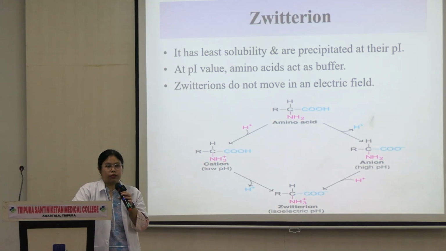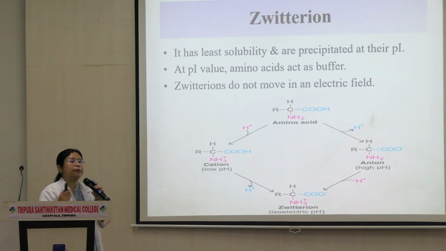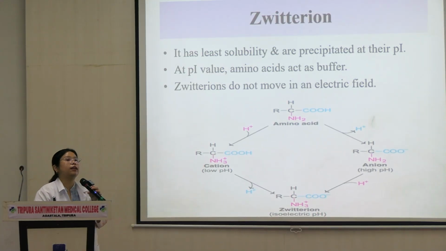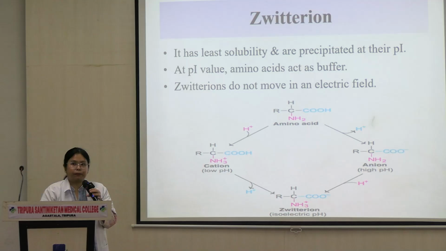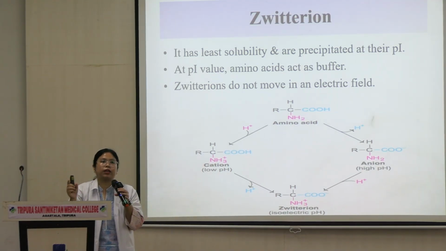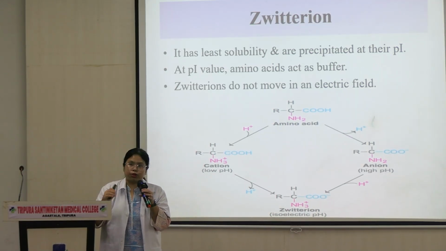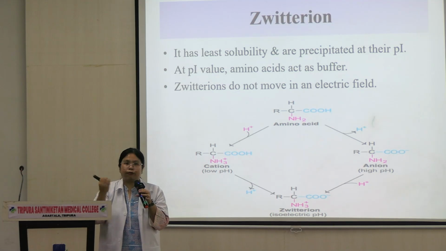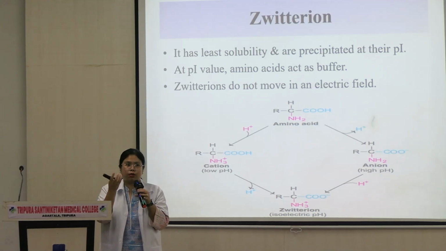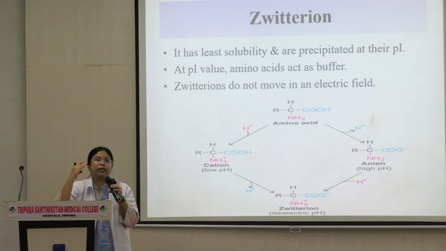Zwitterions have certain properties. They are not soluble. They have the least solubility, okay? And they are precipitated easily at their particular PI, at their particular pH. तो हर एक amino acid के पास एक ऐसा particular pH होगा जिसमें we can precipitate them. Precipitation means we can separate them from the solution. Since they are least soluble, they form clumps. You will see this when we do experiments on protein as well. They form clumps and they solidify and we can easily take them out. Alright, so that happens at a particular pH for each amino acid.